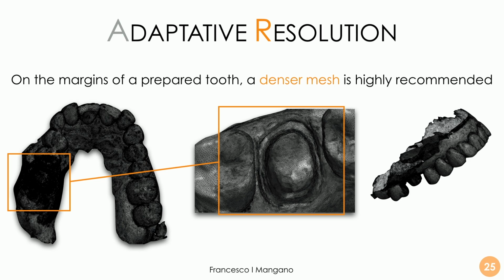So several machines have this option for the adaptive resolution. Of course, artificial intelligence is working fast and well, but still the operator usually needs to identify manually this area, and then the software recognizes this area as the area that should be more carefully reconstructed with more triangles.